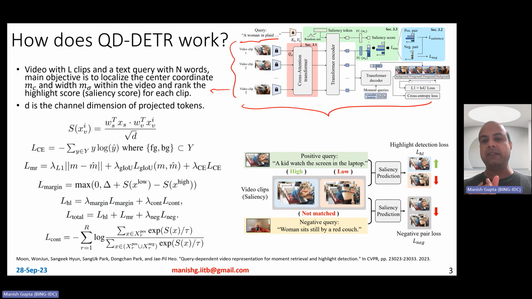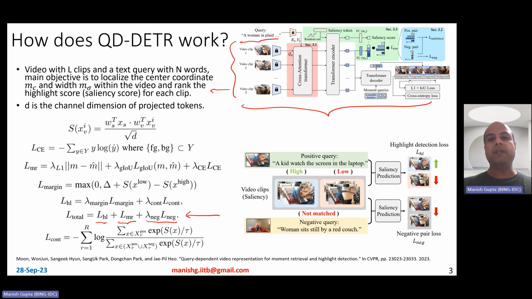Now, the way that you train this model is using several loss functions. In fact, the total loss is basically what is indicated here. So it comprises the highlight detection loss plus the moment retrieval loss, and then plus some negative loss. So loss corresponding to negative examples, right? And let's see what are the components of each of those losses.